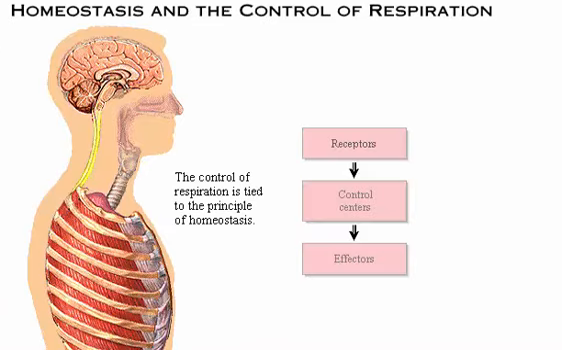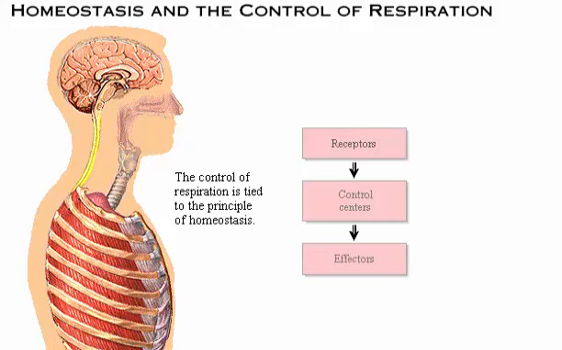The control of respiration is tied to the principle of homeostasis. Recall that the body maintains homeostasis through homeostatic control mechanisms, which have three basic components: receptors, control centers, and effectors. Let's see how this applies to the respiratory system.